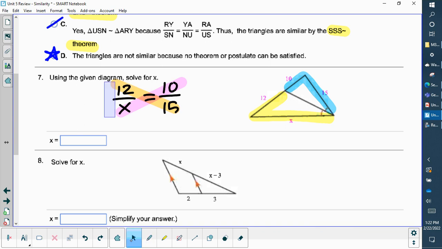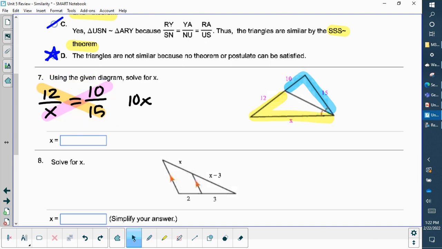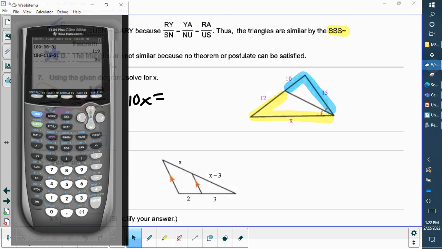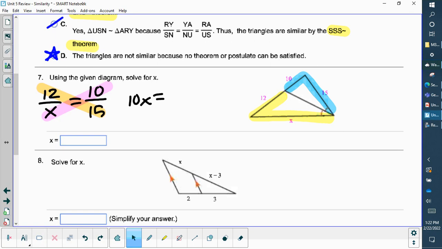Let me move some of this stuff over real fast. I get 10x, get rid of that, equals, let's use the calculator, 12 times 15 is 180. And now it's a simple one-step algebra problem. Opposite of multiplying by 10 is division, and x equals 18.